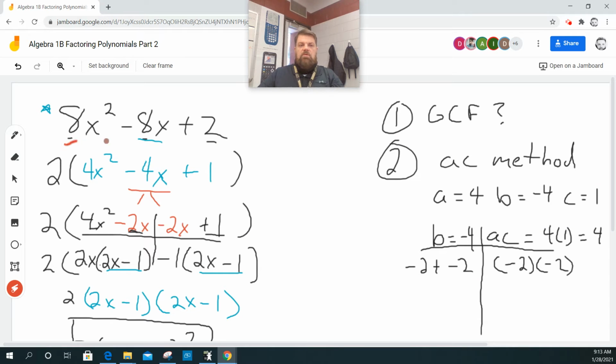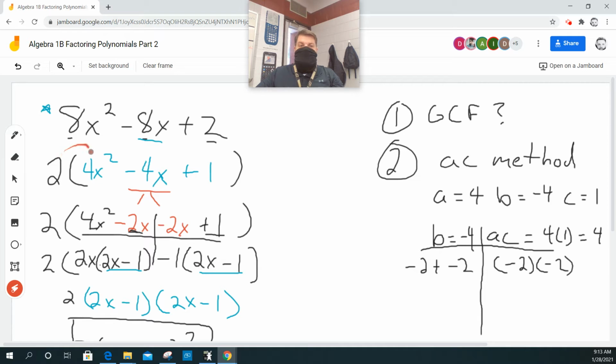Again, we have 8x squared minus 8x plus 2, okay? First step, always when we have to factor something, look for a greatest common factor. I noticed that this and this and this are all divisible by 2. When I factor out the 2, I'm left with 4x squared minus 4x plus 1.